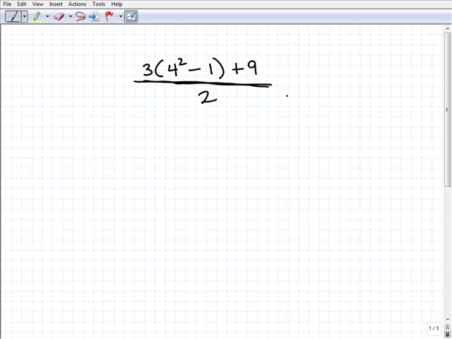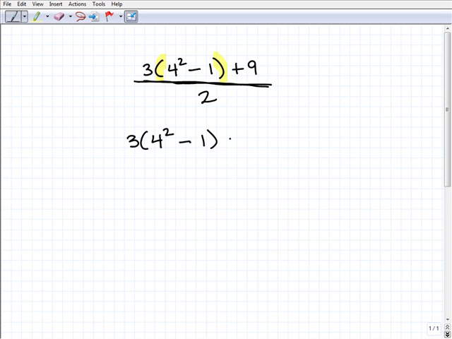The big fraction bar kind of acts as a grouping symbol in and of itself. So we're going to conquer what's in the numerator and the denominator separately, and then we'll divide them. We'll take care of that at the very end. All right, so let's just focus on the numerator right now. And you can see the numerator has these parentheses. So we're going to do that first. To make things easier, I'm going to actually write it this way.